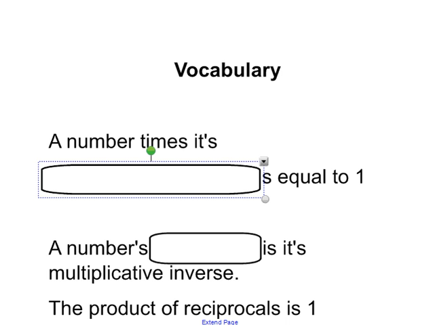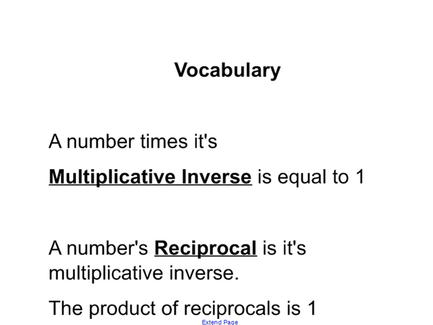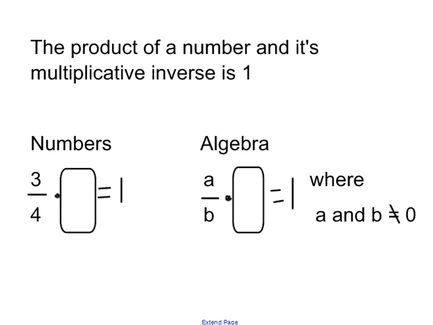The first one that we need is called multiplicative inverse. A number and its multiplicative inverse is equal to 1. Another way to say multiplicative inverse is to say its reciprocal. For example, if I have 1/8, its reciprocal is 8 over 1. I move the denominator to the numerator, and it becomes its reciprocal. The product of reciprocals is 1.